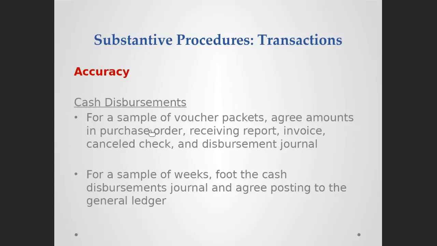For cash going out, it's the same process when you're doing the vouching and the tracing for completeness and occurrence. Take a sample of voucher packets and you agree the amounts in the purchase order, receiving report, and invoice with the canceled check and the disbursement journal. So all of these numbers that are recorded in these different documents for the same purchase should match. They should be the accurate amount. And if there are multiple items in the same purchase order or receiving report, you would add the amounts and make sure that they are accurately added.